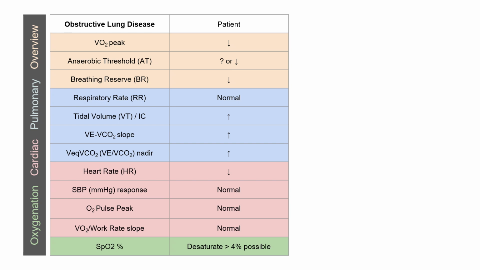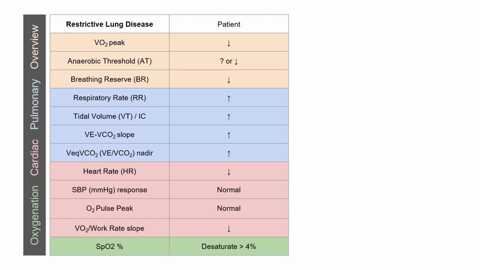They'll have a normal respiratory rate, which helps identify them and separate them from people with restrictive lung disease. Their tidal volume to inspiratory capacity will be increased, and this is because of dynamic hyperinflation. They'll have evidence of ventilatory inefficiency because of a high VQ mismatch. Their heart rates will be low because they've typically ended the exam a little early. Their blood pressure response, O2 pulse, and VO2 work rate slopes are typically normal, and it is possible for them to desaturate. And compounding their ventilatory disease, they often avoid exercise and because of that are somewhat deconditioned.